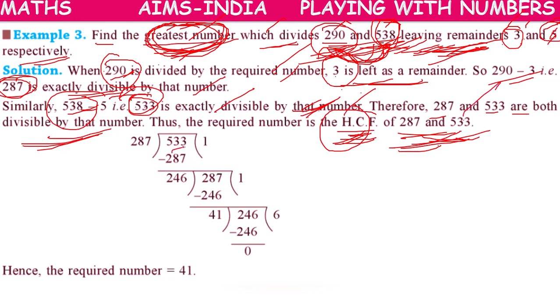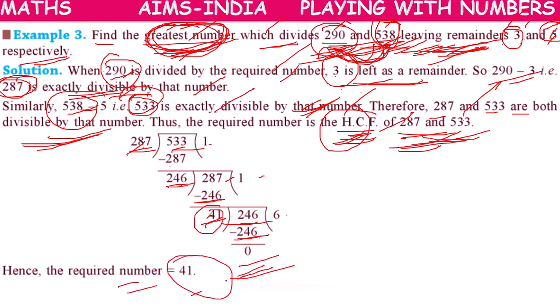Bigger number dividend, smaller number divisor. 287 1 times 287, 246 remaining. This will become dividend. 1 time, 41 remainder. This will become dividend. 41 6 times 246, 0. Means when we have divided by 41, we got the remainder 0. So the required number is 41.